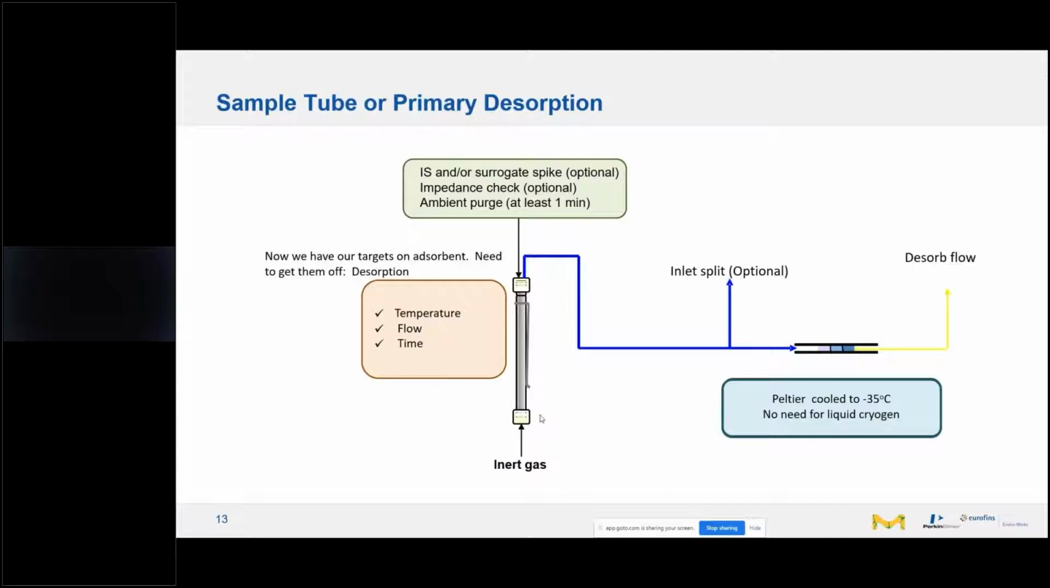That inlet split is perfect, and I'm going to explain that and show that. It protects the absorbents in the trap and protects the instrument from being overloaded. But I'll show that using an example later on during the application session.